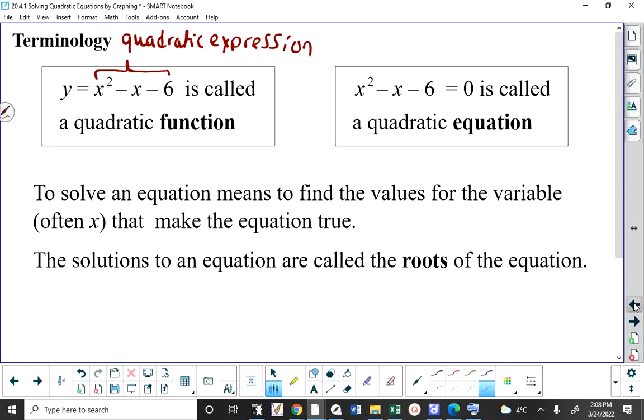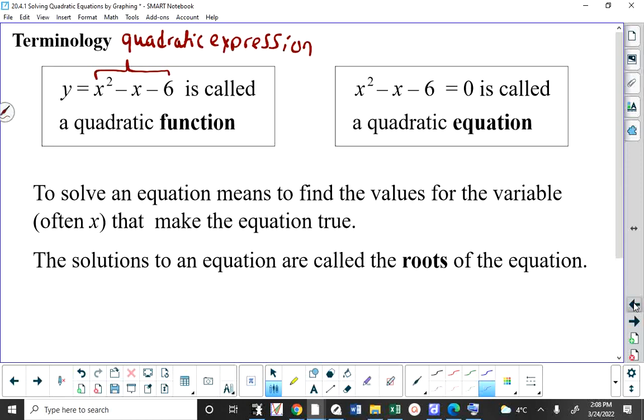When I set it equal to y, I get a function, but if I set it equal to 0, I get an equation. And you might think, oh boy, that's really picky. Does it make a difference? Yeah, it does. Huge difference. So to solve an equation means to find the values for the variable, it's usually x, that make the equation true. And the solutions are called roots.